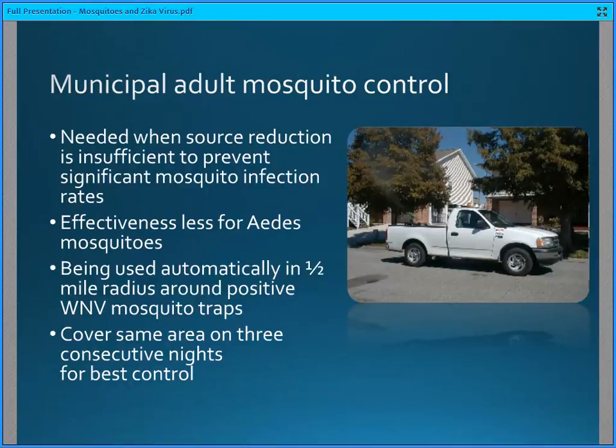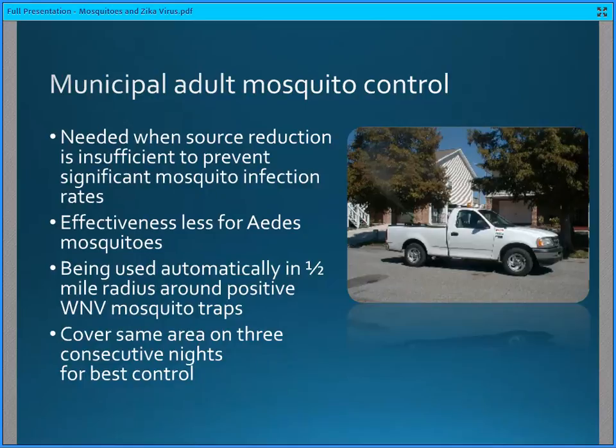The ultra-low volume type applications are what we typically use with municipal mosquito spraying operations. This is, again, a type of treatment that we use when all other measures have failed. When surveillance shows that you've got disease-bearing mosquitoes in an area, you've done your source reduction, you've done your larviciding, you've given it your best shot, and yet mosquitoes are still present, they're biting people, and they may be transmitting disease. This is when we would use the trucks that can cover large areas at a time.